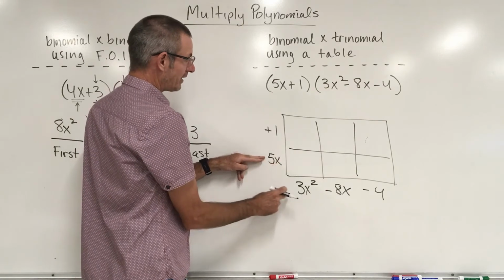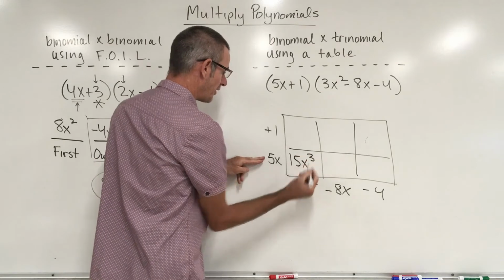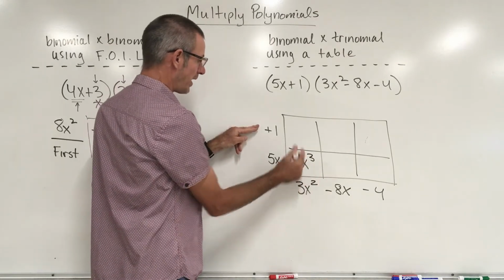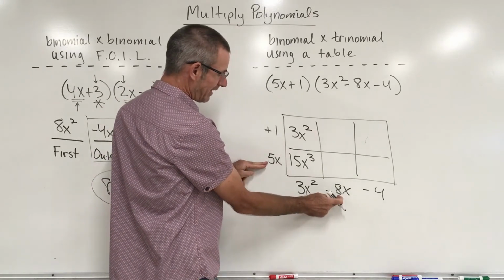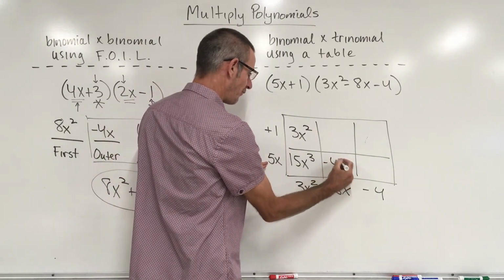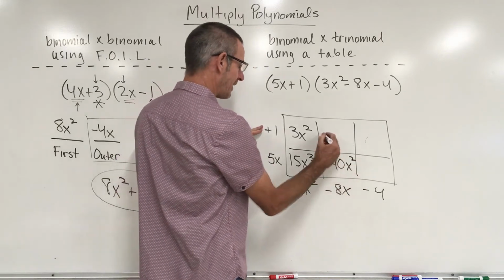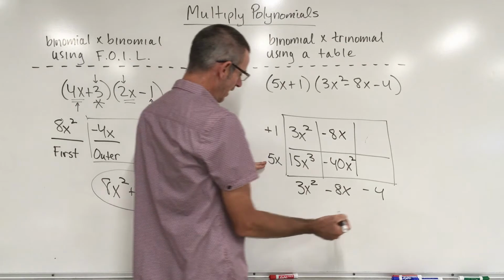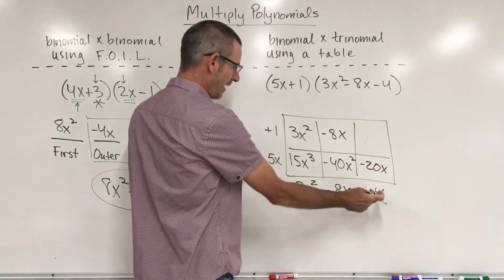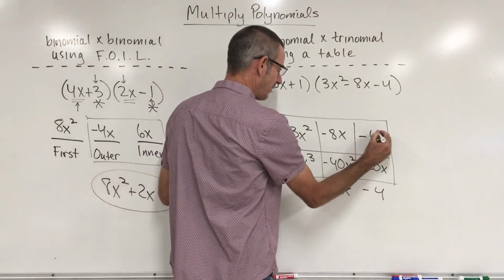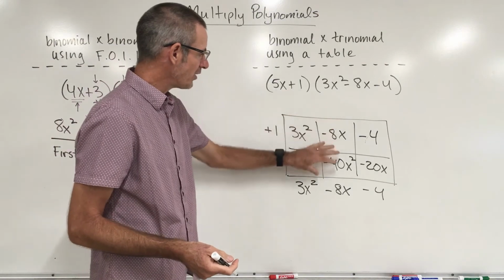So 5x times 3x squared is 15x to the third. 1 times 3x squared is 3x squared. 5x times negative 8x is negative 40x squared. 1 times negative 8x is negative 8x. 5x times negative 4 is negative 20x. And negative 4 times 1 is negative 4. So I filled in all 6 of my terms.